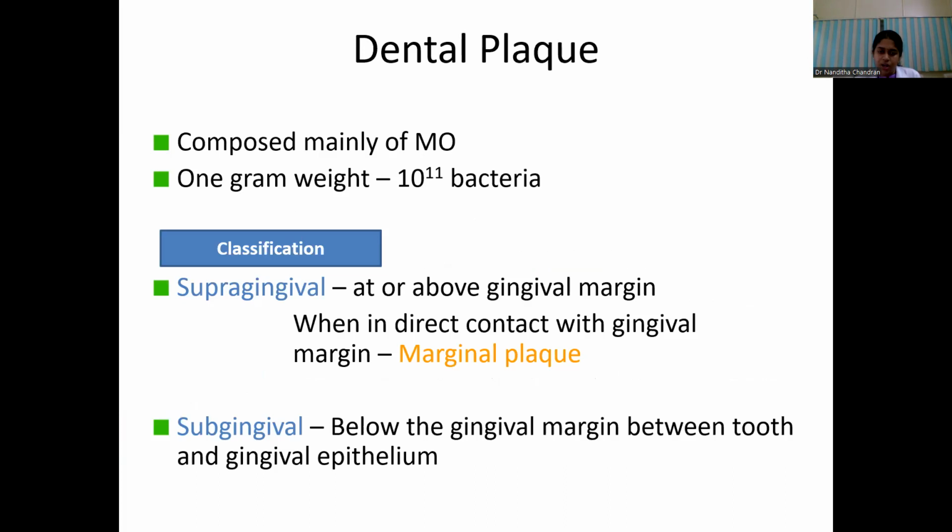How do you classify dental plaque? Dental plaque can be classified based on its location. Above the gingival margin, it is called supragingival plaque. Below the gingival margin, it is called subgingival plaque. Supragingival plaque is also called marginal plaque. Subgingival plaque we can further subdivide based on its location. If it is associated with the tooth, it is tooth associated. If it is associated with soft tissue, it is epithelium or tissue associated.